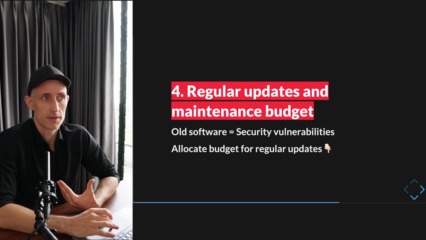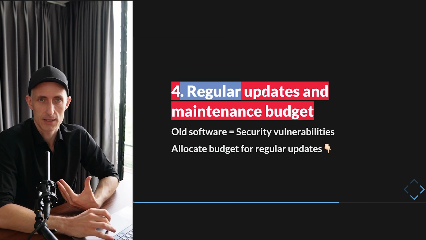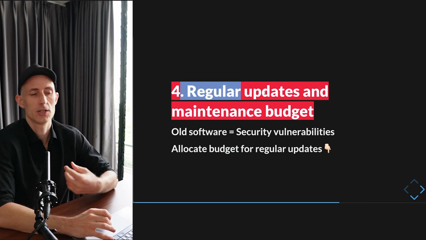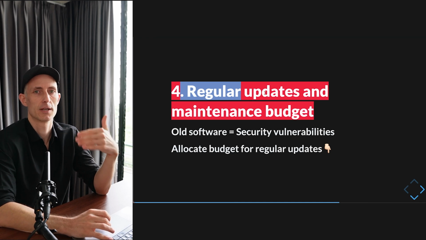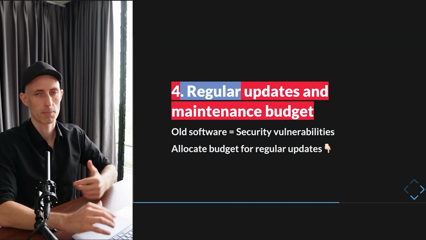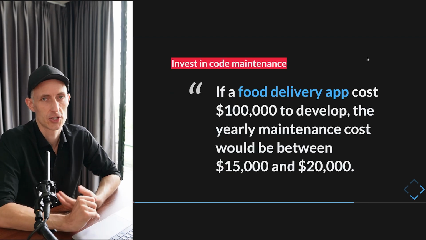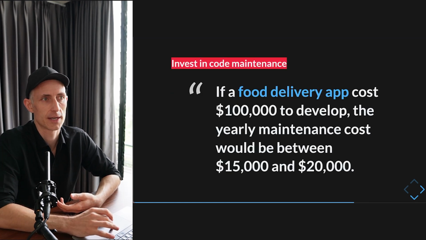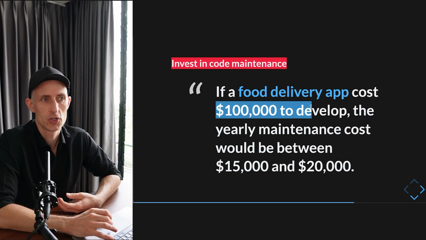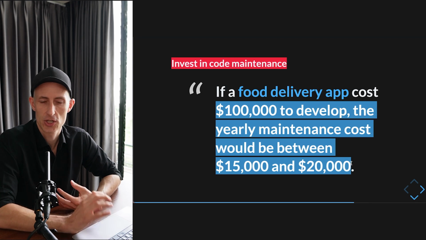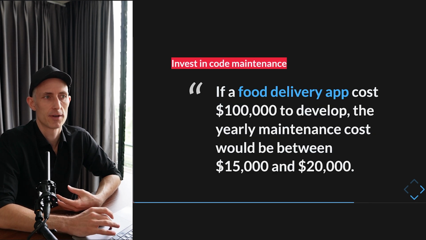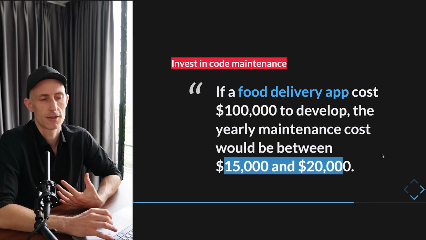So what we mean by this, we need regular updates and a maintenance budget, because we need to update the software. We need to make sure that it's always using the latest packages, and any kind of vulnerabilities are fixed along the way. And just one ballpark figure, let's say you have an app that takes 100,000 to develop. Usually the maintenance, just to keep it as it is, is around 15 to 20% of that. And I think that's a good measure.